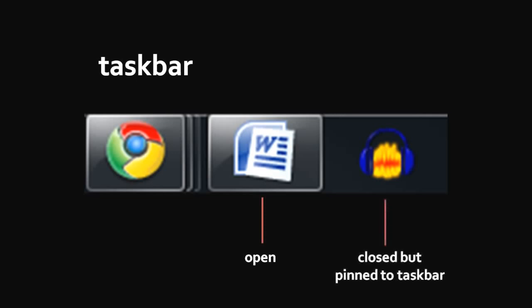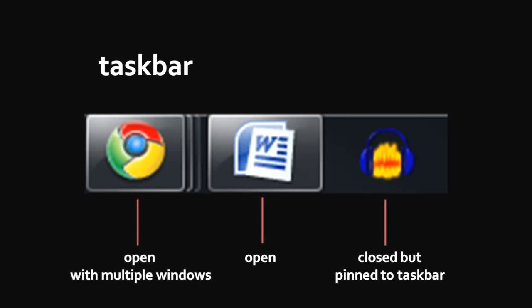The button to its right, in contrast, isn't highlighted, indicating that that program is not currently open, but we're seeing it here because this program has been pinned to the taskbar, so its button is always visible and we can click on it to actually run the program.